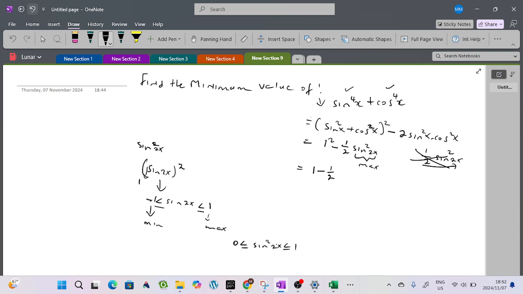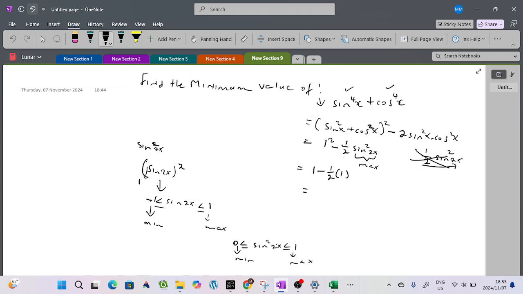So the minimum of sine squared 2x is 0 and the maximum is 1. But because we want this expression to be at its lowest value, we need the part we are subtracting to be large. If we subtract something large, then overall our expression will be at minimum. Which means we need to substitute the maximum of sine squared 2x, to get the minimum of this expression.